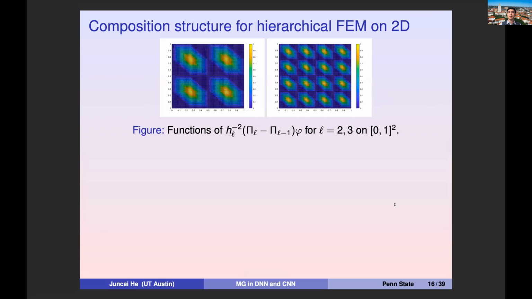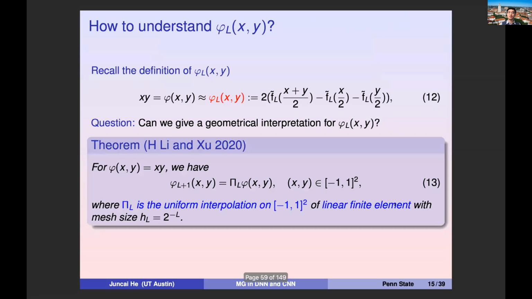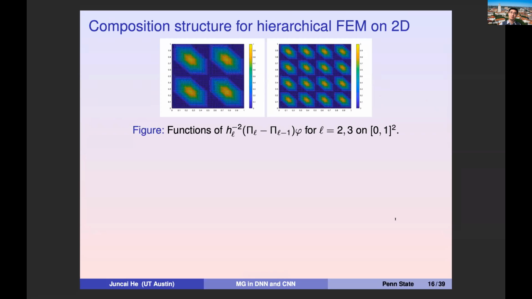So this is an example. Originally, we think of hierarchical structure for this interpolation, and we know that goes back to the DNN. But here we know this DNN equals the interpolation first. So we go in a different direction. We think about, can we have some composition structure for this hierarchical FEM?